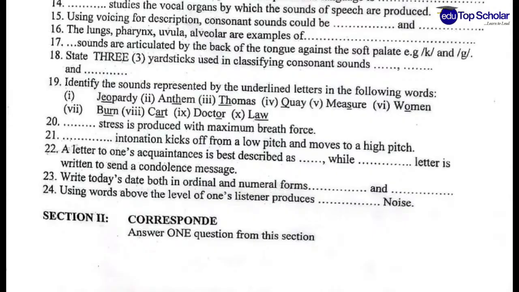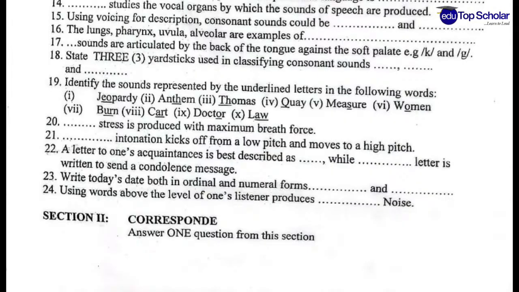Now, the question says that stress is produced with maximum breath force. When you place prominence on a particular syllable and that syllable is pronounced higher in pitch than the other syllables, we call it primary stress. Other syllables are going to be either secondary stress. So primary stress is the stress you place on the syllable that is pronounced louder than the other syllables. So the answer to that question is primary stress. Primary stress is produced with maximum breath force.